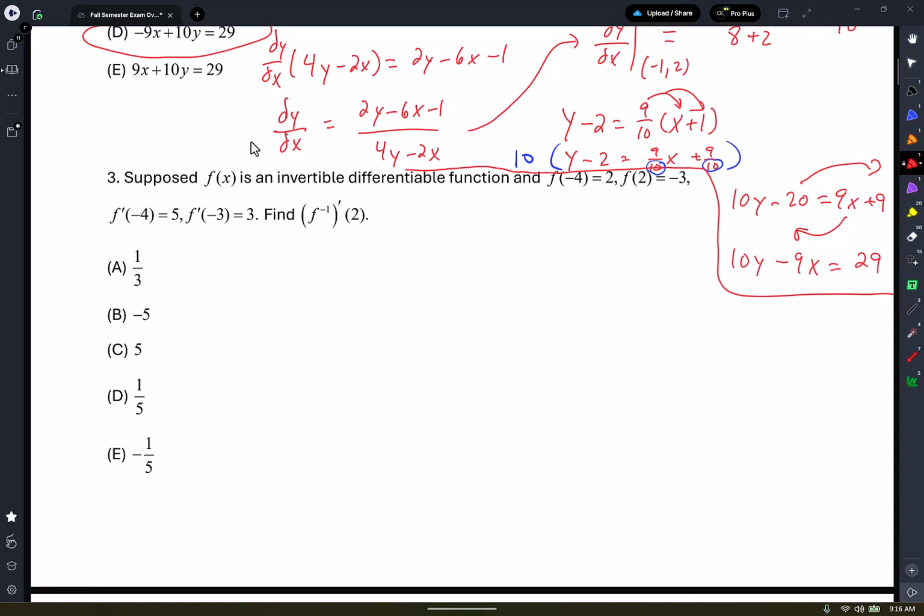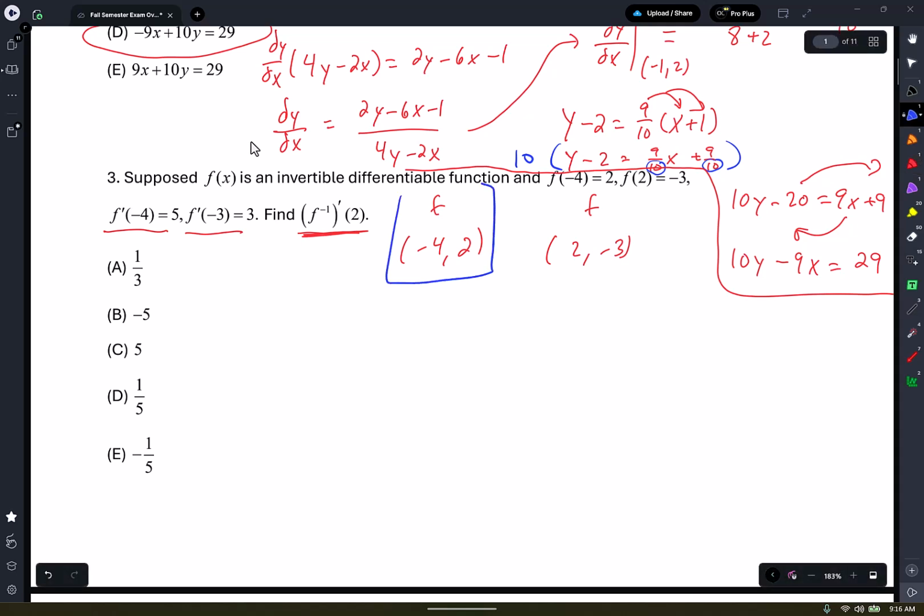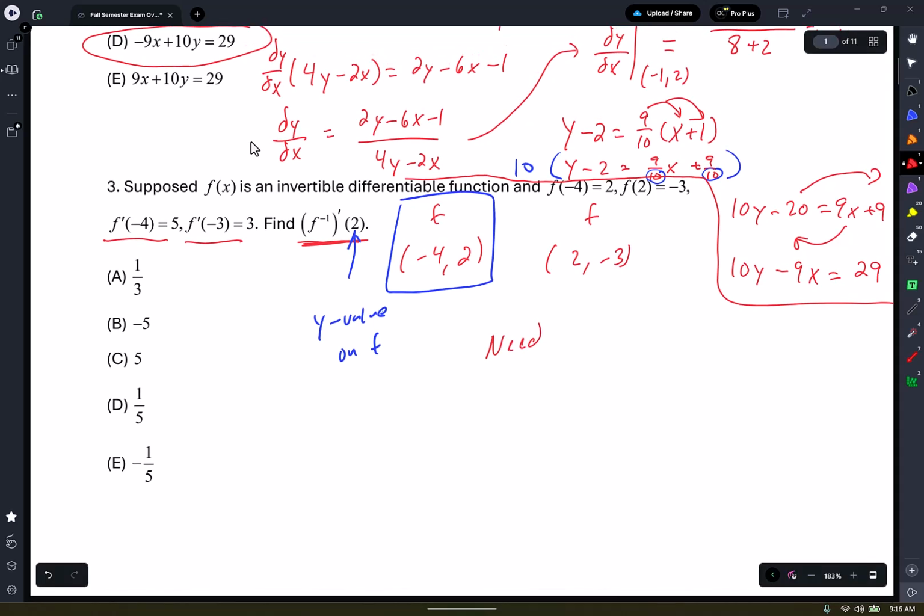So you have an F here. So you have the point (-4, 2) on F, and then you have the point (2, -3) on F, and they're giving you the derivative at 4 and the derivative at 3, and they want the derivative of the inverse at 2. So you should focus on that one there. Because that 2 was a y value on F. You guys see that? And some of you did a table, which I think is awesome.